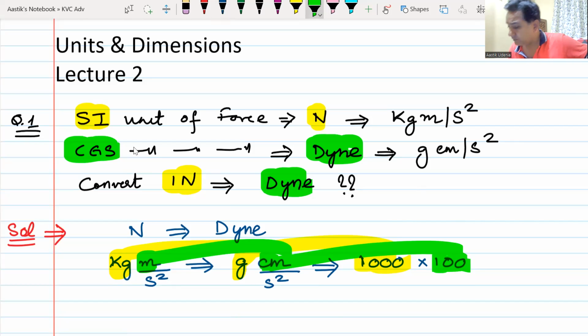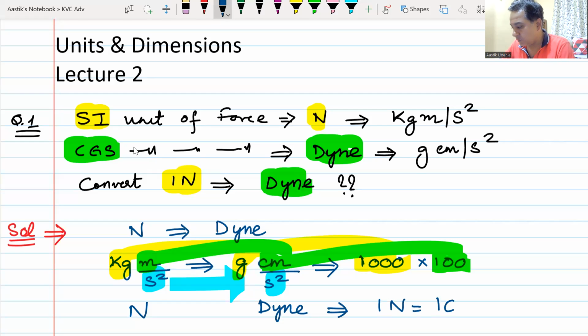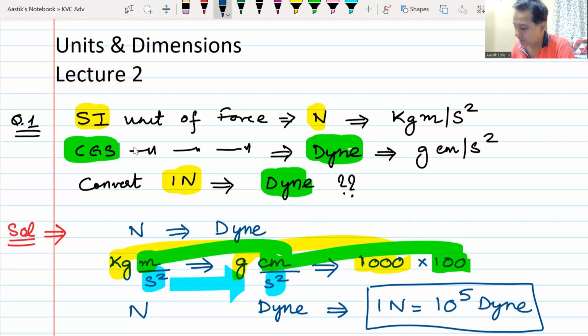In the denominator, you have second square. Here also you have second square. So you don't have to convert seconds because that does not make any difference. So your final answer becomes, here it is Newton on this side, here it is Dyne on this side. So I have 1 Newton is equal to 10 raised to the power 5. The answer is 1 Newton becomes 10 raised to the power 5 Dynes. That is the final answer that we get. Do we understand this? Yes or no? How we have done this?